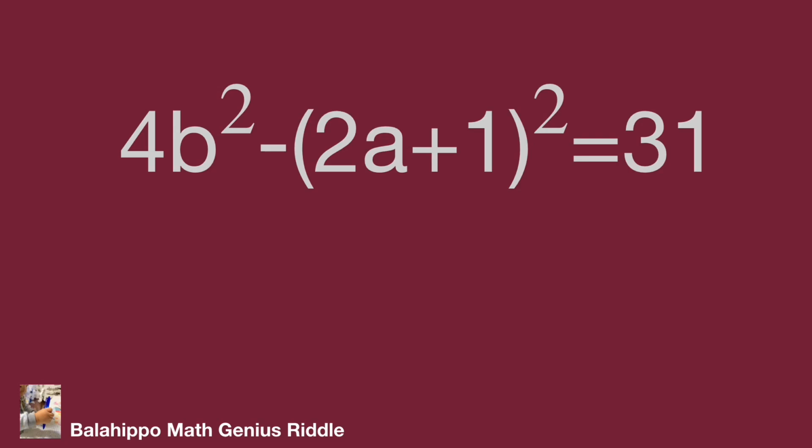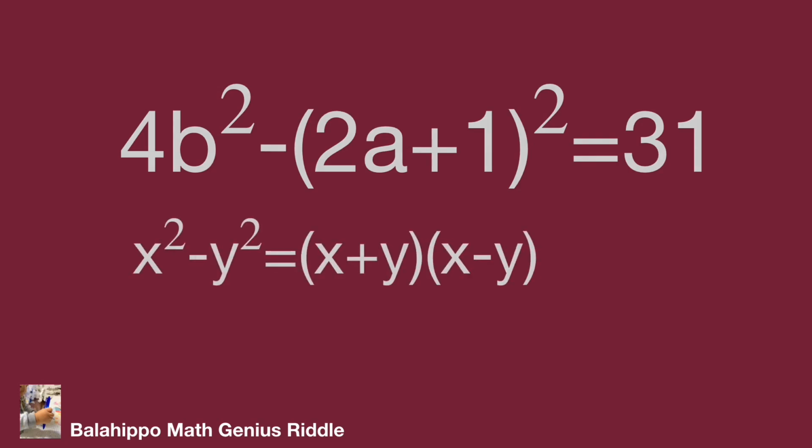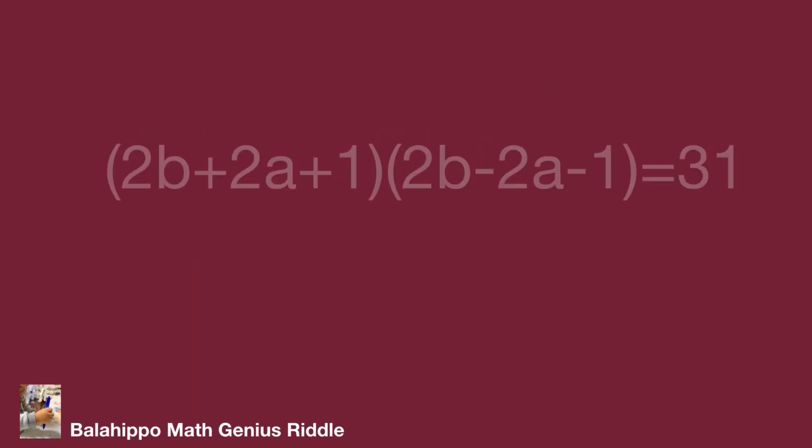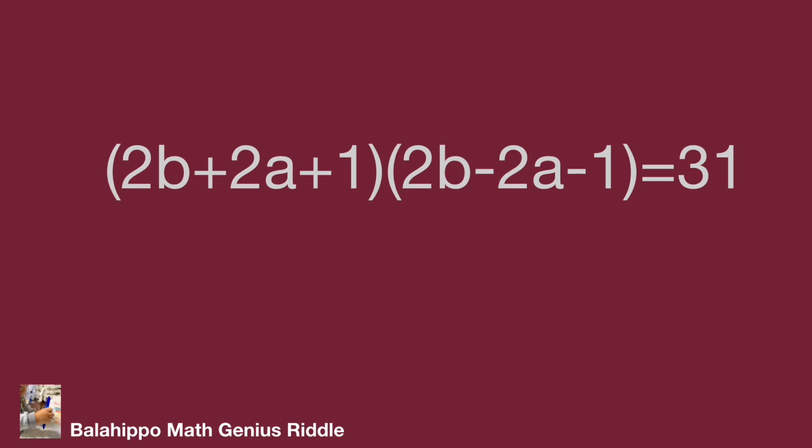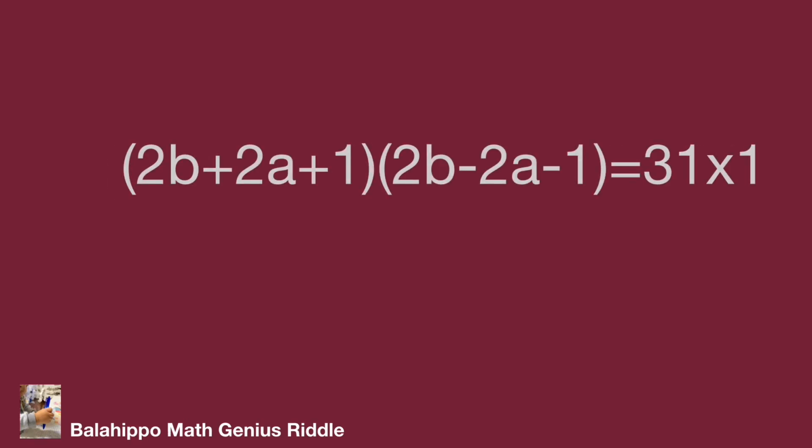Great. We can use the formula x squared minus y squared equals quantity x plus y multiplied by quantity x minus y. It becomes quantity 2b plus 2a plus 1 multiplied by quantity 2b minus 2a minus 1 equals 31. Look at 31. 31 is a prime number. If two quantities multiply to equal 31, it should be 31 times 1.